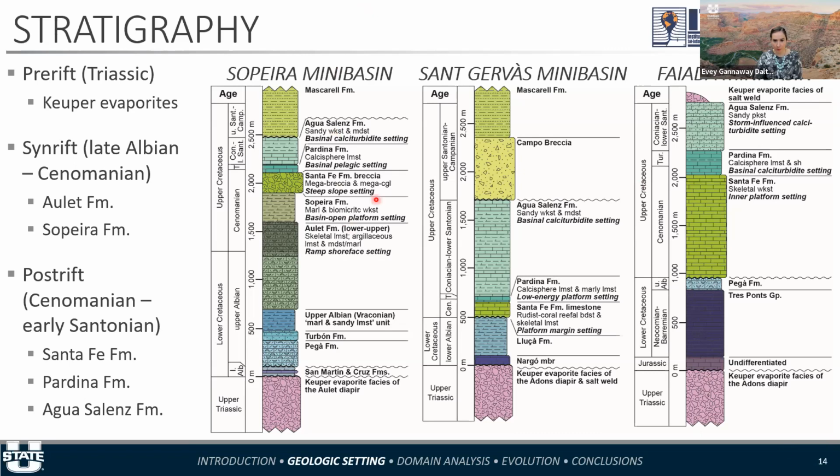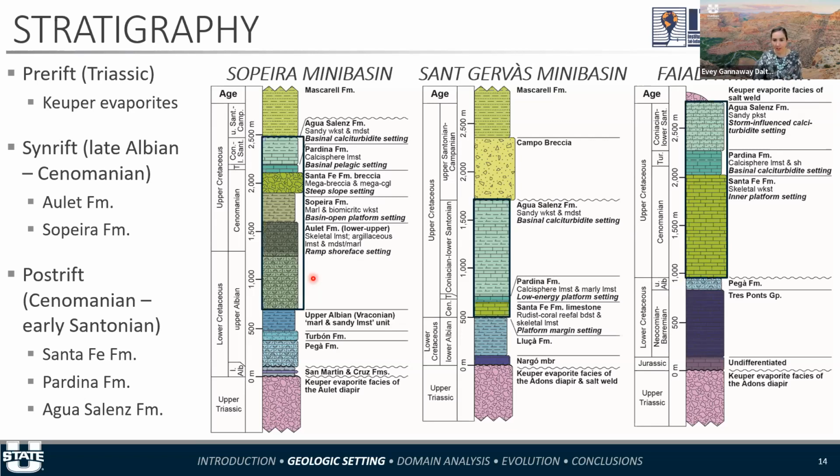So first, we have 3 columns here for each mini basin. And at the base of all of these columns, we see the same thing. Our pink color, that is the pre-rift Triassic Keuper evaporites. Above that, we're going to have some early synrift Jurassic to lower Cretaceous sediments. But today we're actually going to focus on the late synrift to post-rift section.